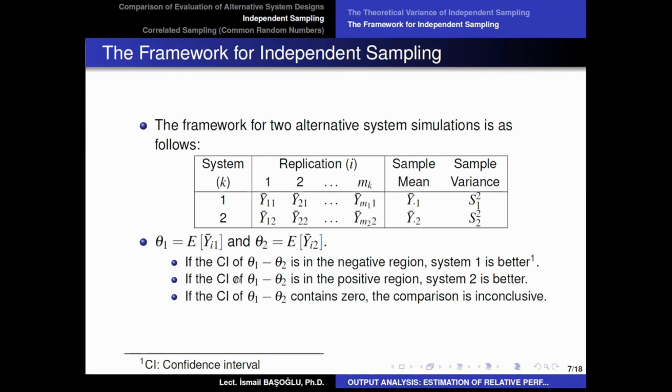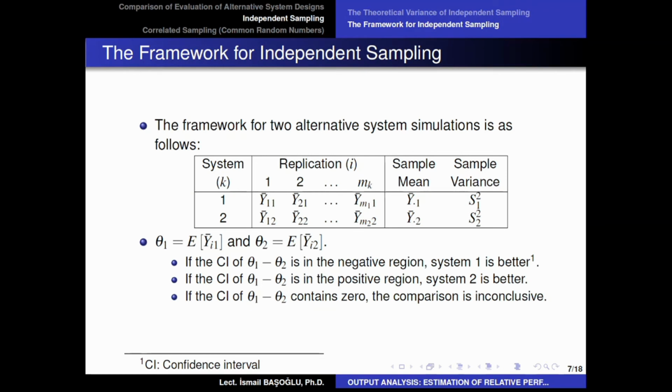Okay? If the confidence interval developed for theta 1 minus theta 2 is in the positive region, in that case with 95% confidence level, theta 1 is always greater than theta 2. This means the second system is better. Why? Because we are attracted by low expected queue time.